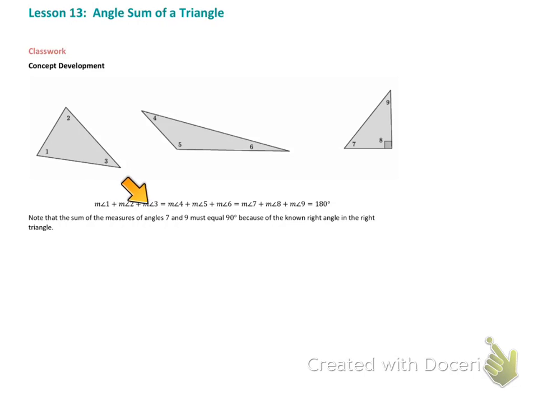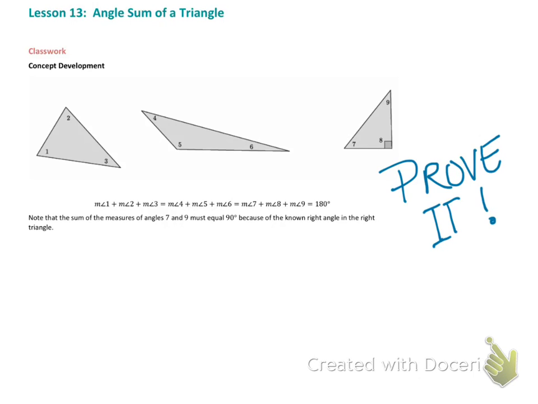And another thing that is mentioned here is that since this is a 90-degree angle, I know that these angles 7 and 9 are going to add up to actually be 90 degrees. Okay, so that's good, and you have probably used that in the past, but now we're going to take it a step further and we're going to prove it. So we're going to use what we know about angles, and we're going to actually prove that.